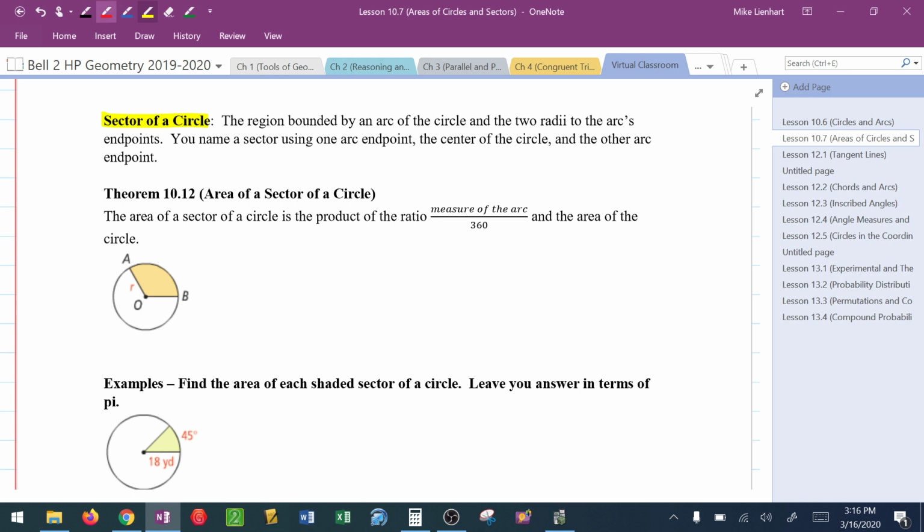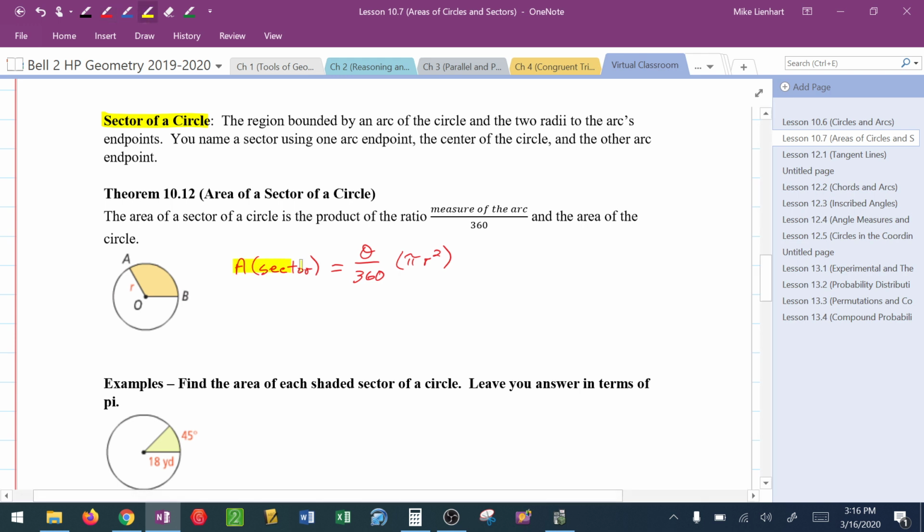To find the area of a sector, and I want to label it as a sector, the area of the sector is going to be theta over 360. It's a fractional part of the area of a circle. So theta over 360 times pi r squared.